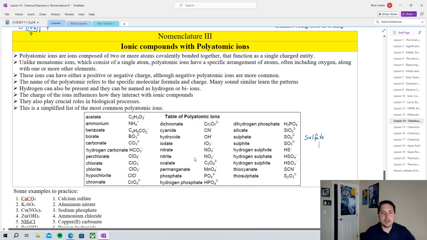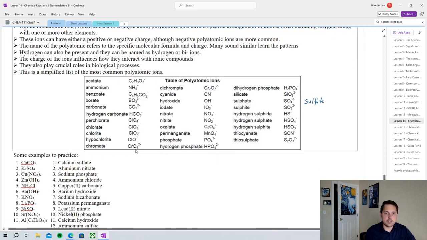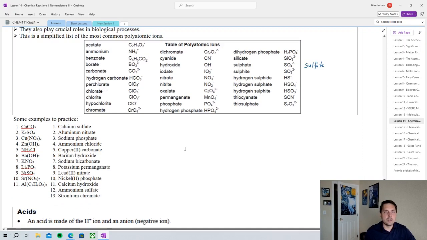Now, when these polyatomic ions form a compound, so that when they're paired with a metal, they are given a specific name that depends upon the name of that formula. So let's just go through and practice a bunch of these so you can get an idea of how to name these. If I start with that first example here, CaCO3.